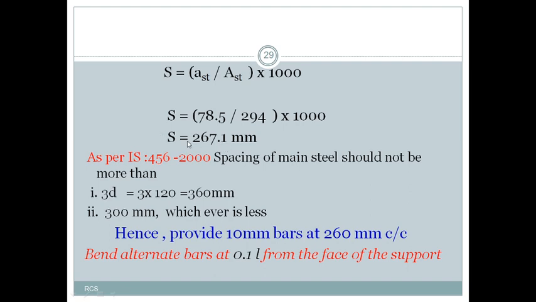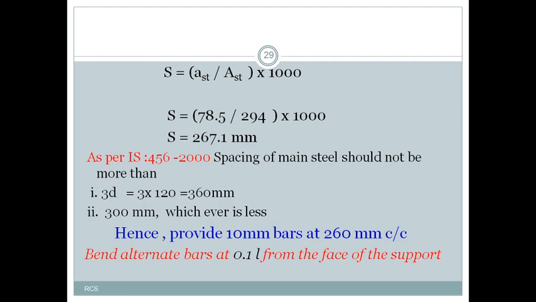Now this obtained spacing should be checked with our codal requirements. As per IS 456 2000, the maximum spacing for main bars should not be more than these two conditions: one is 3d and the other is 300 mm. For 3d it is 360 mm. Among these two, whichever is less, we can provide. So the obtained value is less than these two, so we can assume the spacing between the main reinforcement is 267.1 mm. It is rounded to 260 mm. Hence provide 10 mm bars at 260 mm center to center spacing.